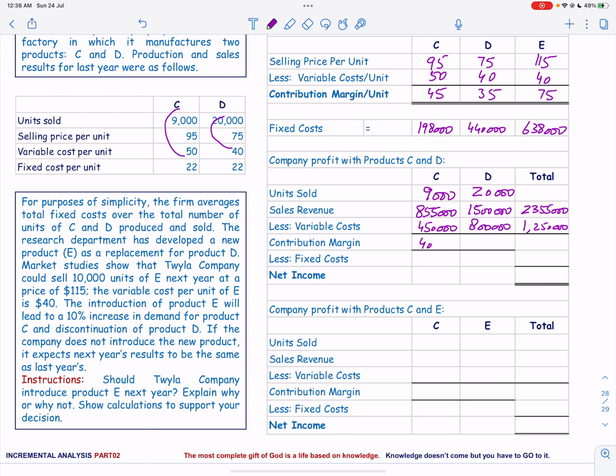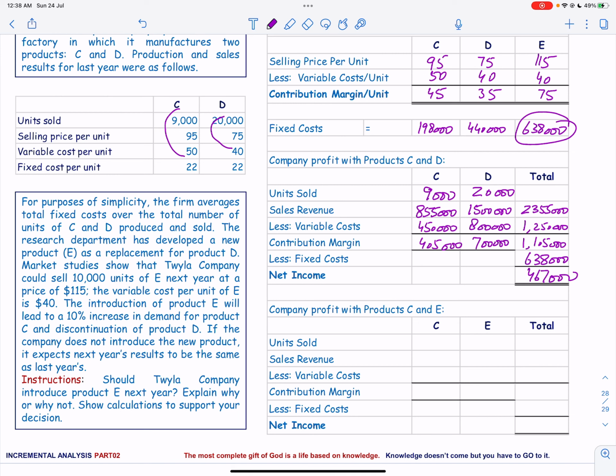This will be 405,000. This will be 700,000. And this will be 1,105,000. And from this we will subtract the fixed cost of 638,000. So the net income is 467,000.